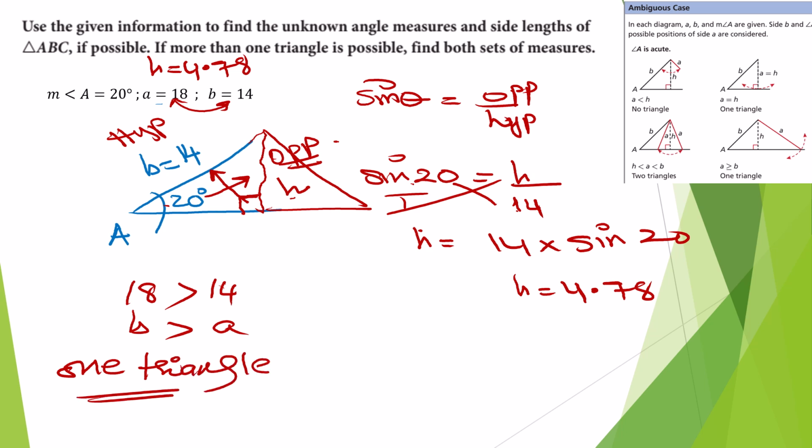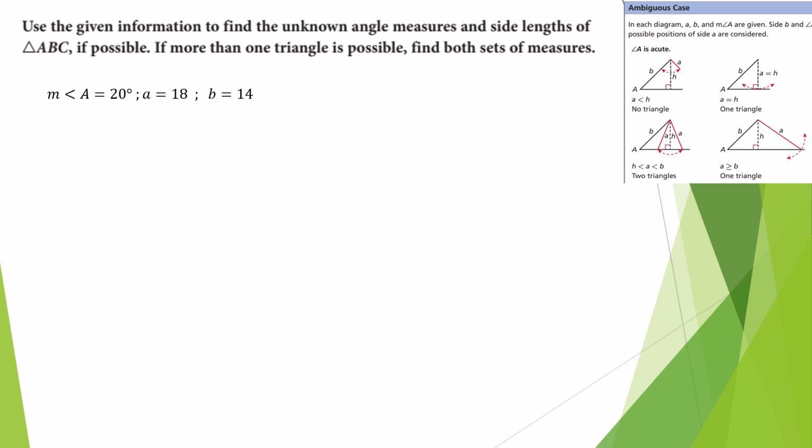Okay, because A is bigger than the B. Sorry, A is 18. So A is here and B is here. So A is bigger than B, so I can make one triangle. Now what are they asking me to find out? They are asking me to find out both sets of measures. Let's try to find out the value of the B and the C also. So how can we find out the B and the C?